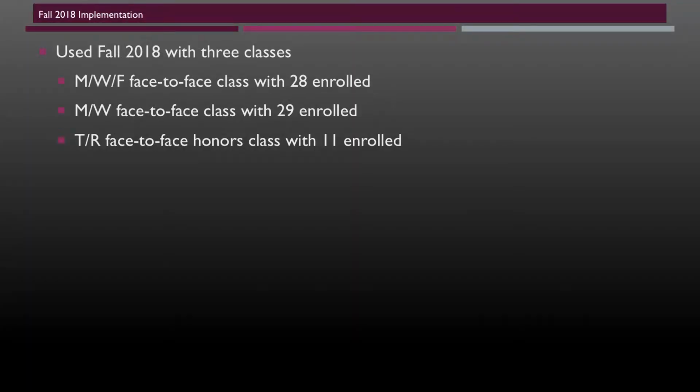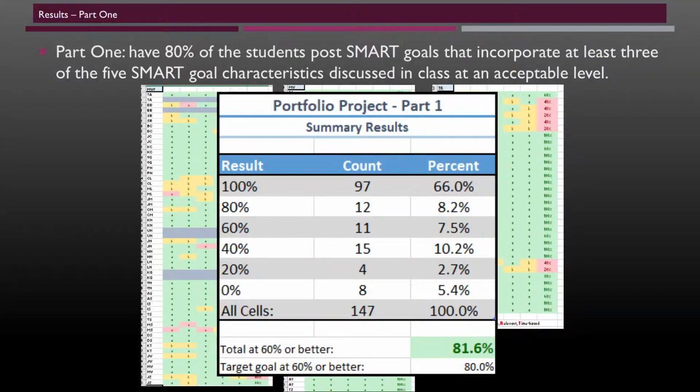Following that, I had Monday, Wednesday, Friday, 28 students, a Monday, Wednesday, 29 students, and a Tuesday, Thursday honors section with 11. So I had a chance to try this in a variety of different classes, fortunately. Because when it came to assessment, of course, we are a very quantitative-driven, numbers-driven, show-me-the-data kind of community these days. So I wanted to make sure I had some numbers that I could point to.